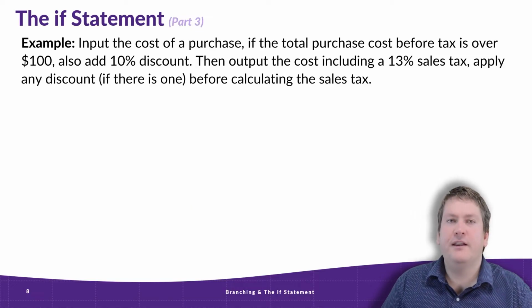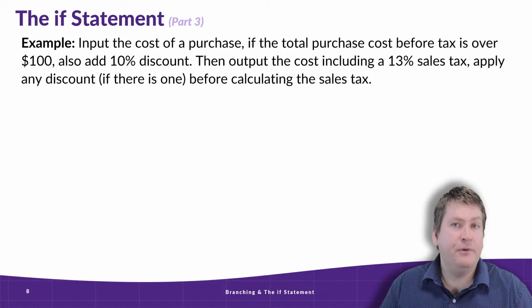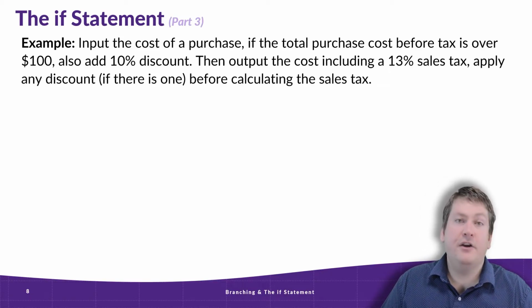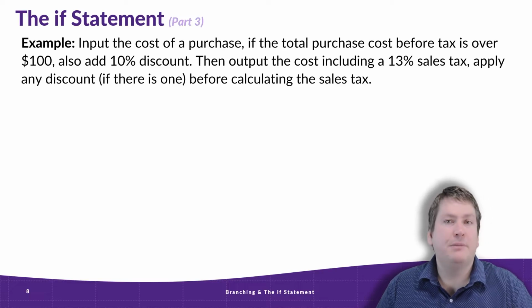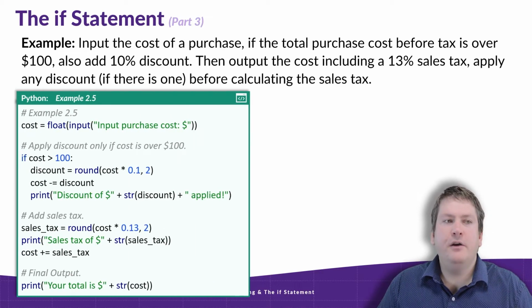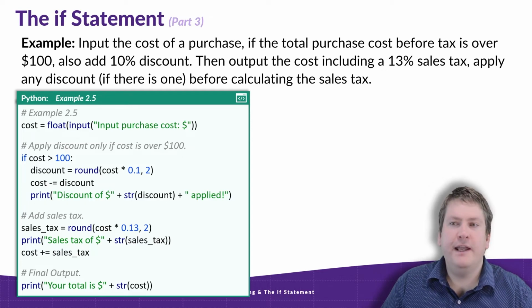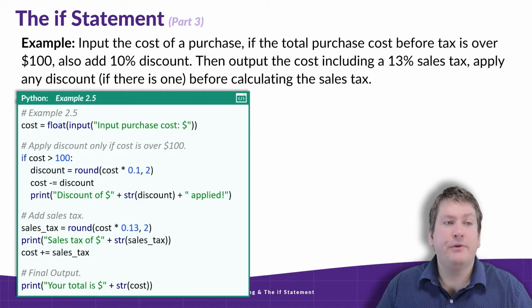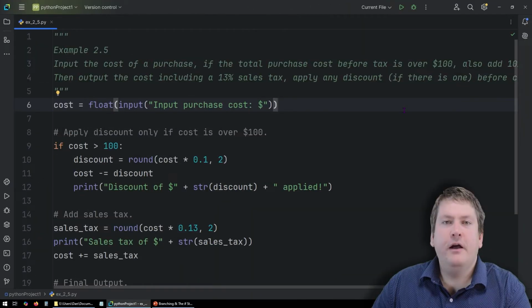So the user is going to put in the cost of their purchase. If it's over 100, we'll apply a 10% discount, and then we'll add the sales tax. If the cost is under 100, that means we only apply the sales tax and no discount. So here we have what the solution would look like, and let's go try it out in PyCharm. Okay, we have PyCharm open, and we have the example loaded up. So let's go through this line by line and see what we're doing.